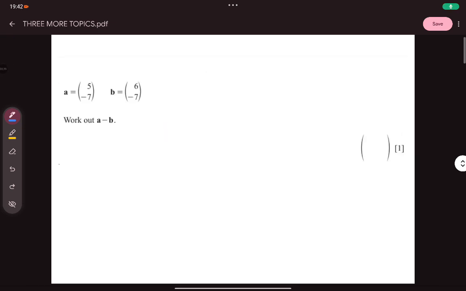The next question, an actual real-life exam question. Vector a equals (5, negative 7). Vector b, (6, negative 7). And notice the notation that they're using for vectors here. It's one of the ways of writing a vector, a small letter written in bold. So if you see anywhere on your exam a lowercase letter written in bold, then it's a vector. So a minus b, start with vector a, (5, negative 7), minus vector b, (6, negative 7).